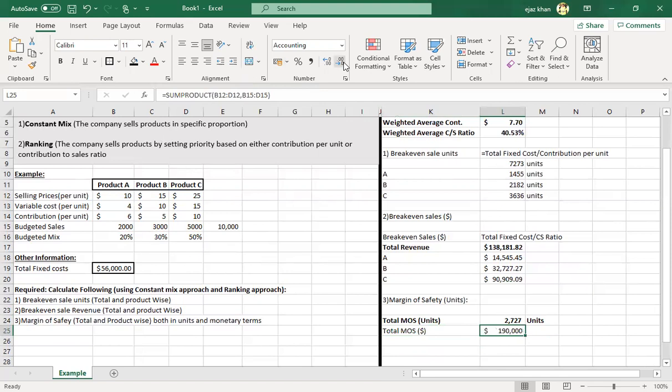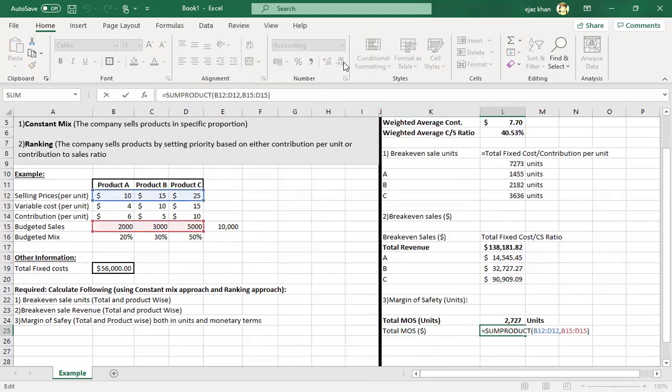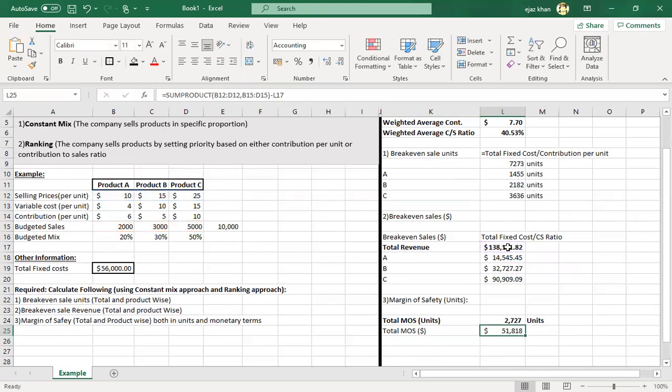So it's $190,000. So the budgeted sales revenue figure is $190,000. From this, we need to subtract the break-even sales revenue figure. And 51818 will be the margin of safety revenue.